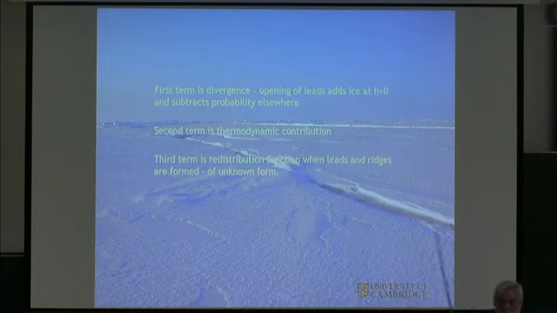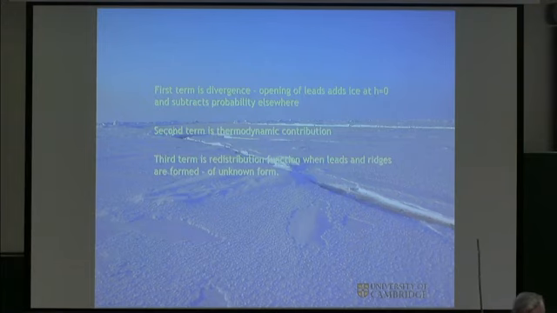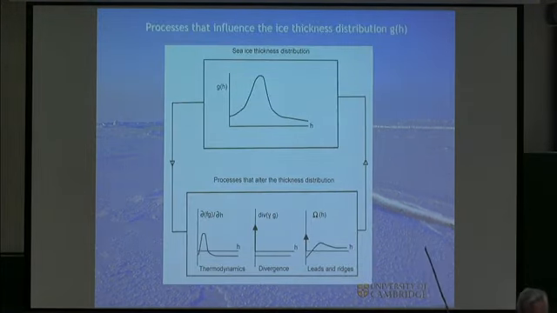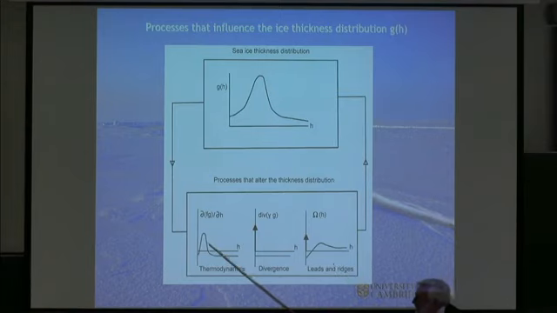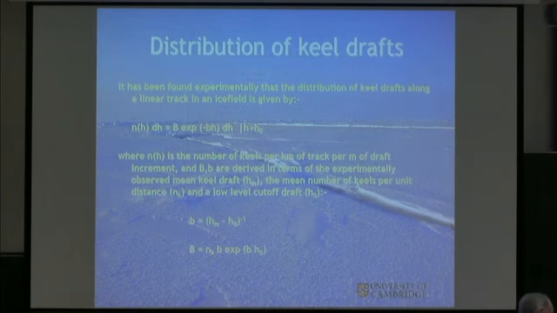The thermodynamic contribution is growth or melt, and the third term, which is pressure ridge production, we don't quite know what happens here. So thermodynamics makes the ice get thicker in winter and thinner in summer. Divergence gives you a big delta function at zero, and everything else is reduced in frequency. And then the leads and ridges are a mysterious function which we don't understand. And that's the thickness distribution.